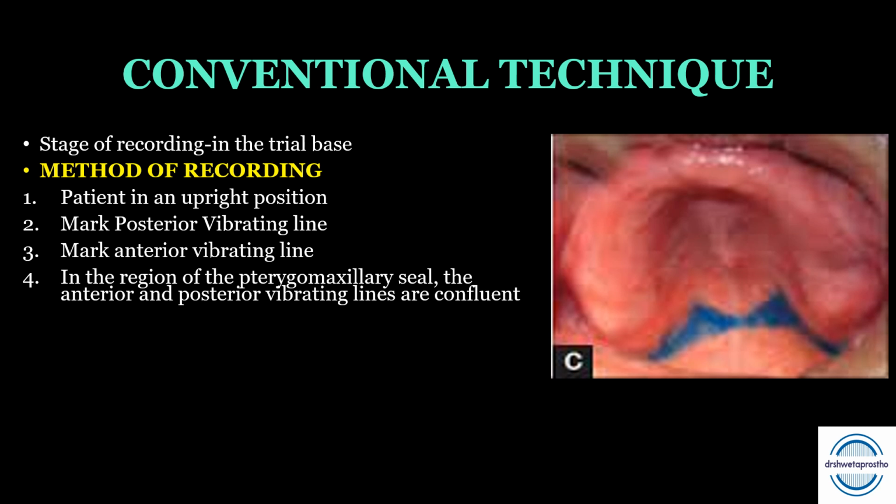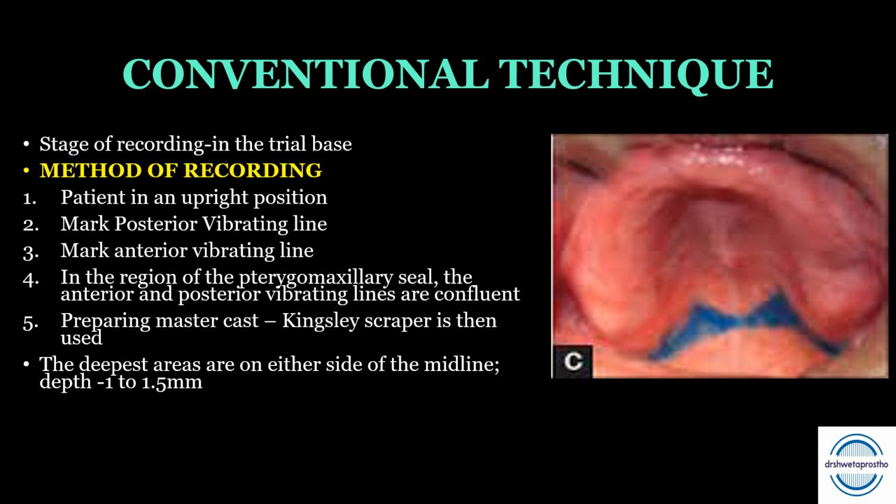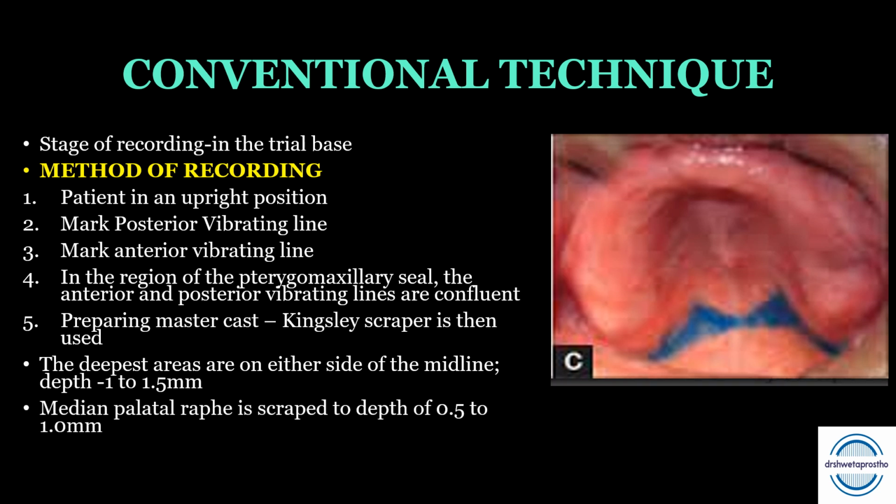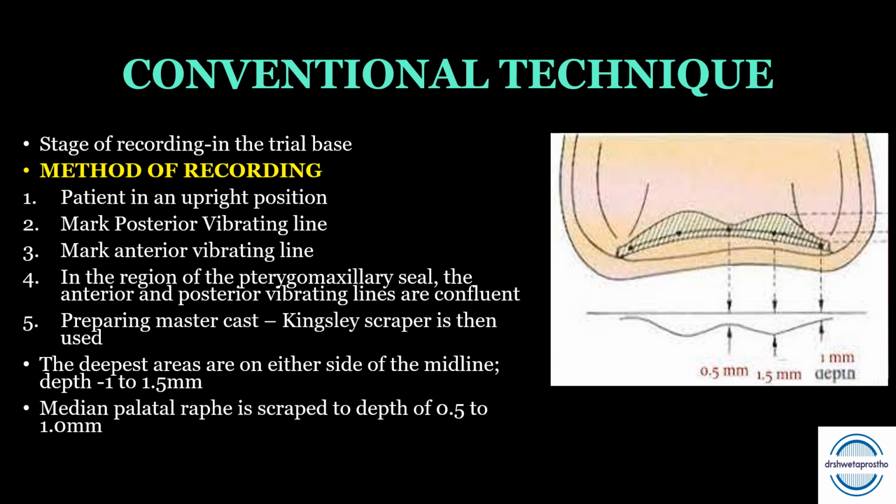We will use a Kingsley scraper to score the cast. The deepest areas are marked on either side of the midline to a depth of approximately 1 to 1.5 millimeter, and the median palatal raphe part is marked to a depth of around 0.5 to 1 millimeter, because this has little mucosa, so it cannot withstand much compressive forces.